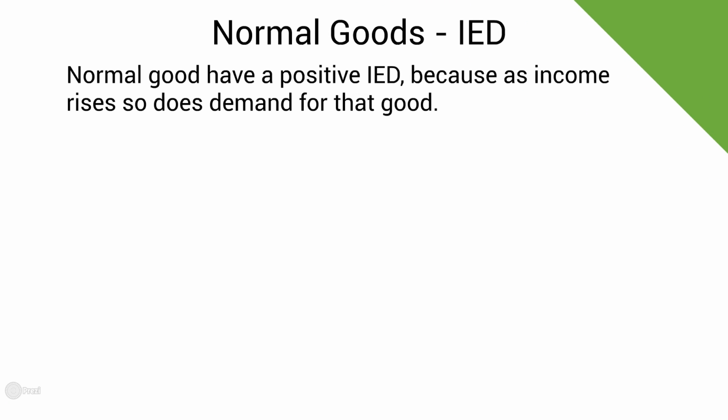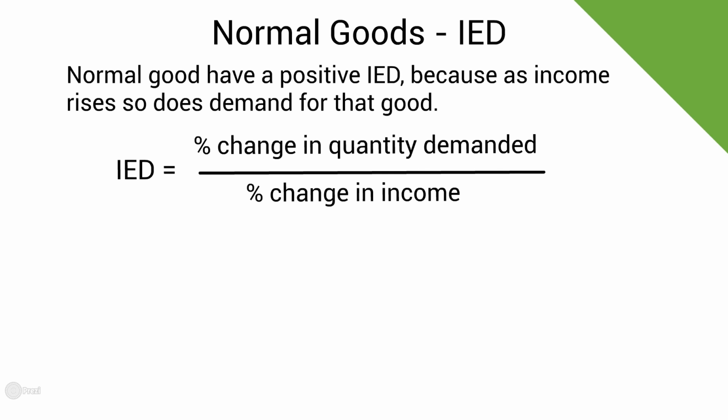So like I mentioned earlier, normal goods have a positive value for income elasticity of demand, because as income rises, so does the demand for that good. Then, a positive divided by a positive gives a positive value for income elasticity of demand. Also, a decrease in income causes a lower quantity of that good to be demanded on the market. So you would have a negative divided by a negative, which would give you a positive value for income elasticity of demand.